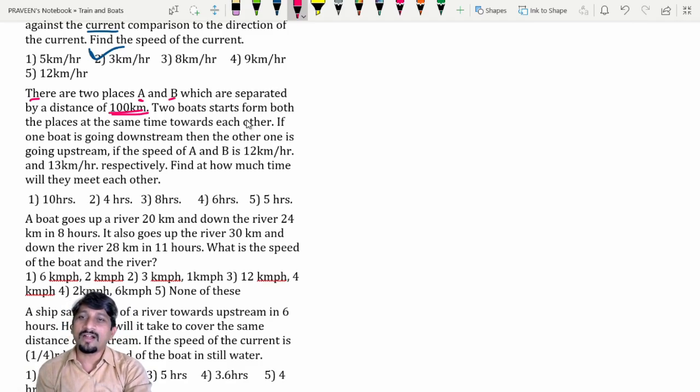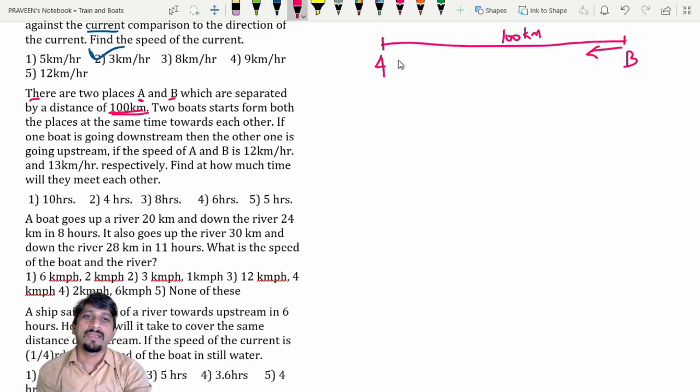So two boats start from both the places at the same time towards each other. Oh, this is interesting. Like these are two places A and B, and it is 100 km. Now there is a boat starting from here and another starting from here, and they are going towards each other. That is what they are given. If one boat is going downstream, then the other one is going upstream, obviously. So no need to worry about it. The speed of A and B is 12 km, 13 km respectively. So this is 12 km per hour and this is 13 km per hour respectively.